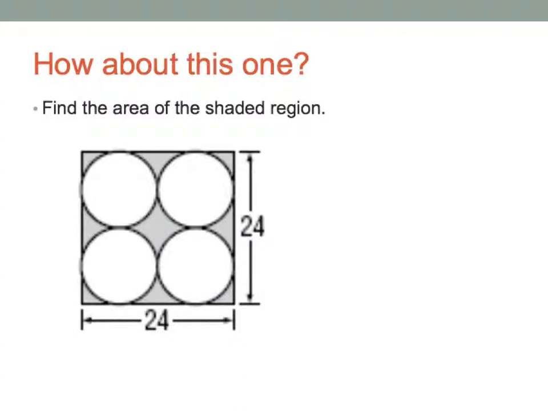Alright, so this one, find the area of the shaded region. So I'm looking for what is in gray. So the way to do this, let's find the area of my entire square first and subtract out the area of my 4 circles. So the area of my entire square is always going to be base times height. So I'll get 24 times 24, and in my calculations I get 576 units squared.